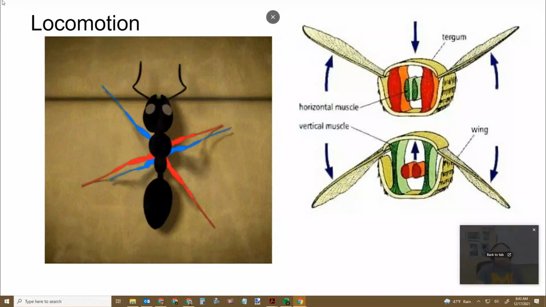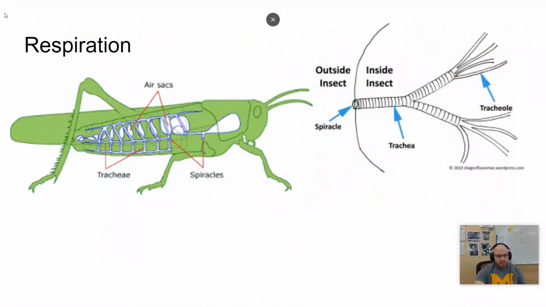All right. Next idea here is respiration. So for respiration, they have something called the tracheal system. And these are thin-walled tubes that branch into every part of the body. They have an opening called the spiracle that opens to the outside. Oxygen is able to get in and go into the various parts of the body. And because they have an open circulatory system, this would allow gas exchange to happen throughout the body cavity.